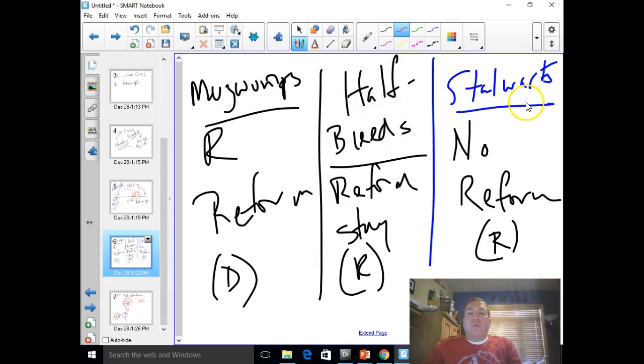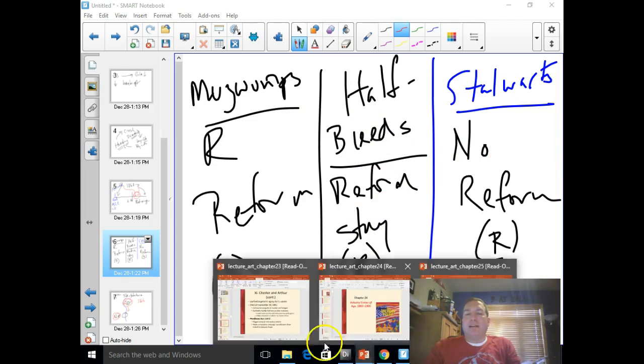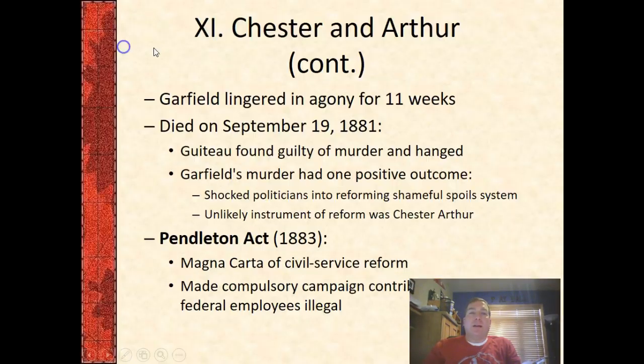Where the stalwarts could say in the past, we don't need reform because why would we ever need to change the way our system is going? Mugwumps and half-breeds are going to start telling Republicans they need to change the system because it's corrupt. One of the changes is going to be the Pendleton Act, and this one's simple. This law just says that there are certain government jobs that are so important that you must pass a test in order to get that job inside the government.